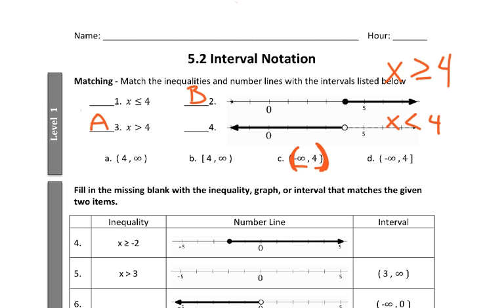Well, number 1 is looking for any number less than or equal to 4. That's not what we're looking for. And number 4 is just looking for, oh yeah, x is less than 4. That's perfect. That's what we wanted. So that's going to be C.